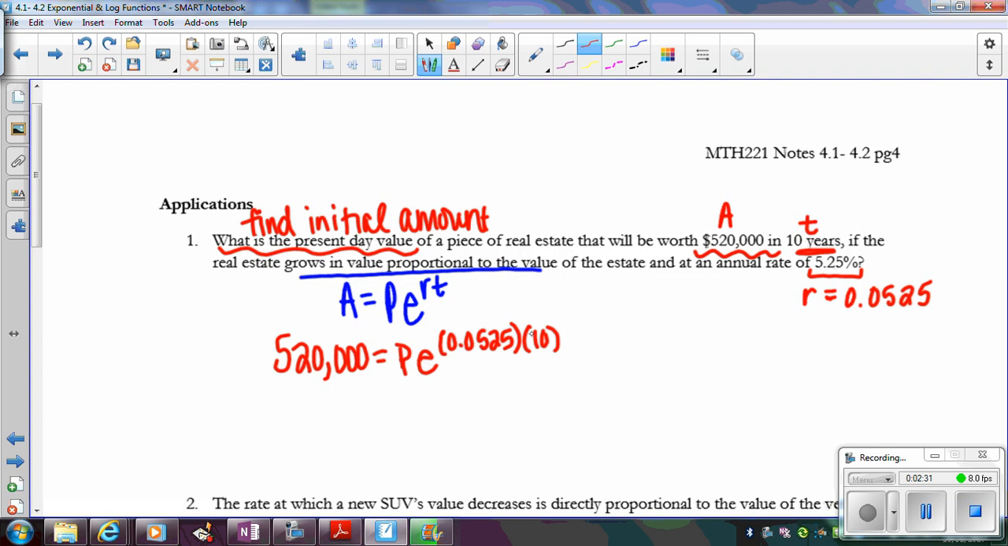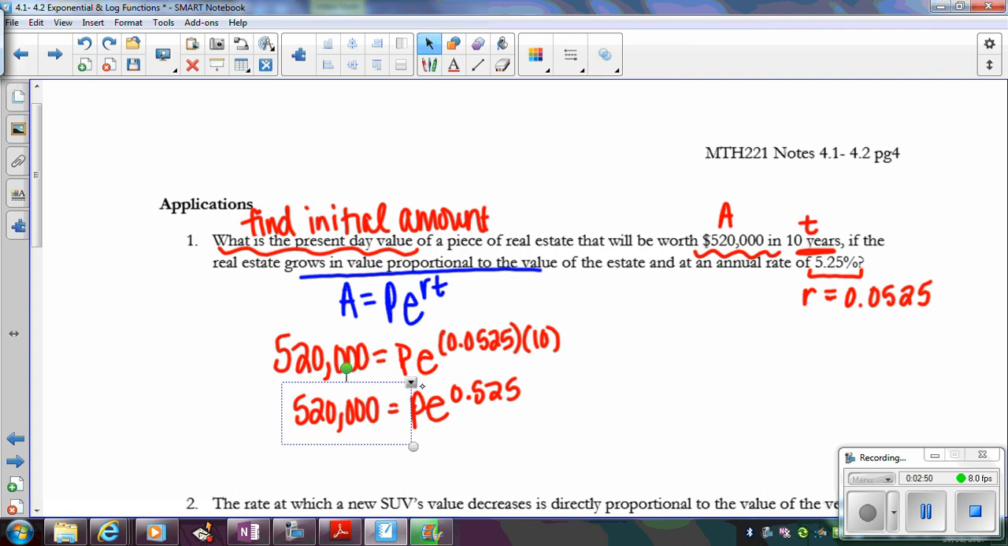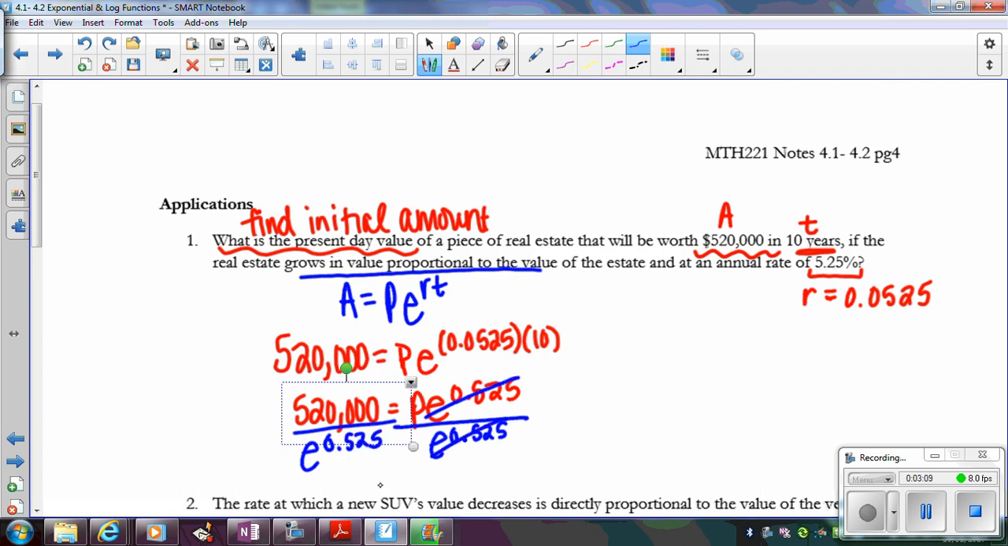Next step, I'm just going to combine these numbers up here in the exponent. So we have P times e raised to the 0.525. Really all I'm trying to do is get P by itself. And remember, e is just a number. So I'm going to divide both sides by this e to the 0.525, because that is just a number. You can put that in your calculator. I'm going to divide both sides by that, and now I'll be left with P.